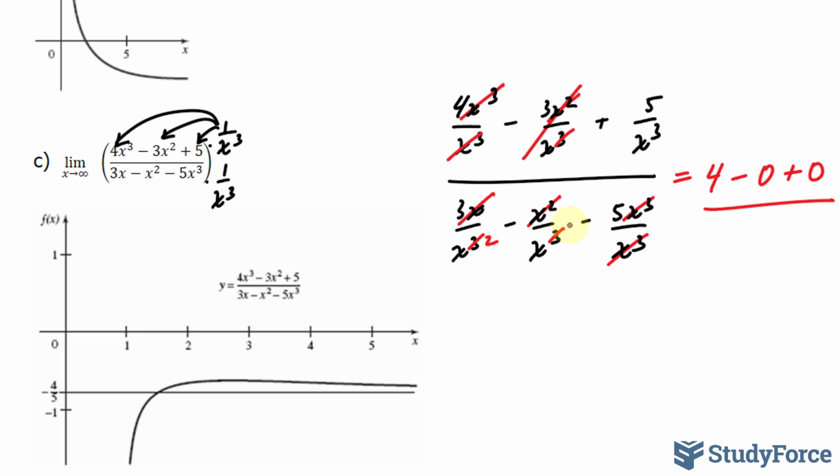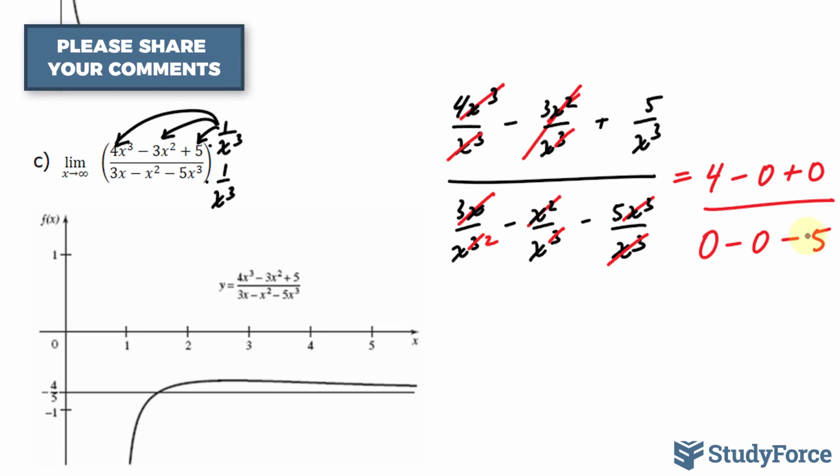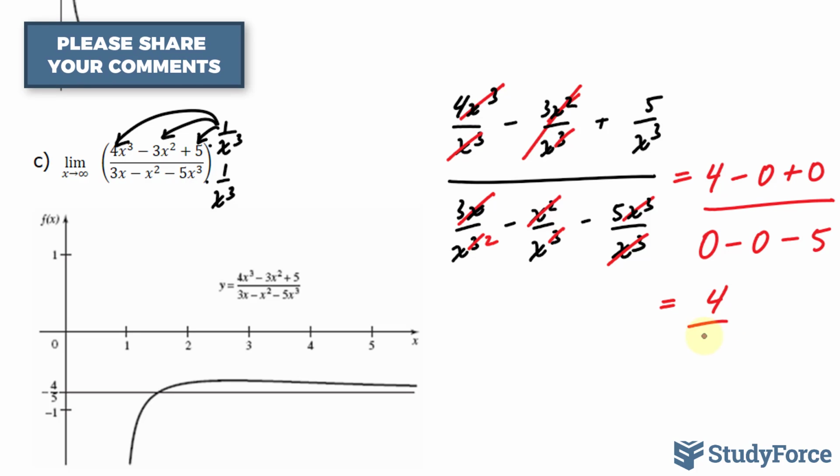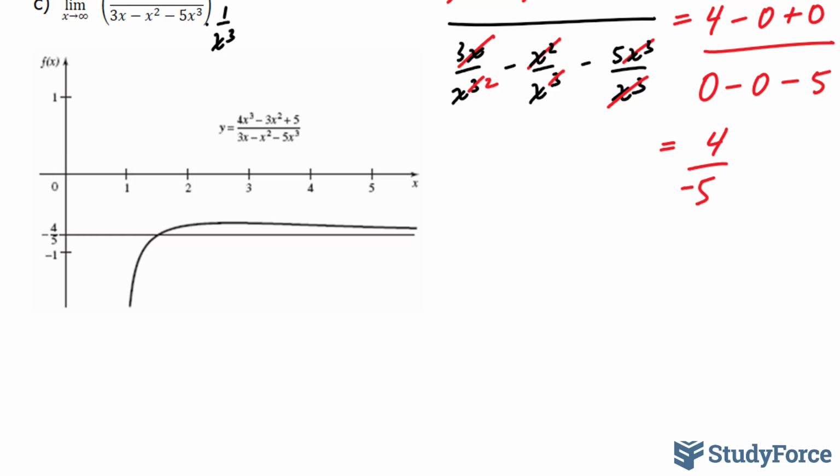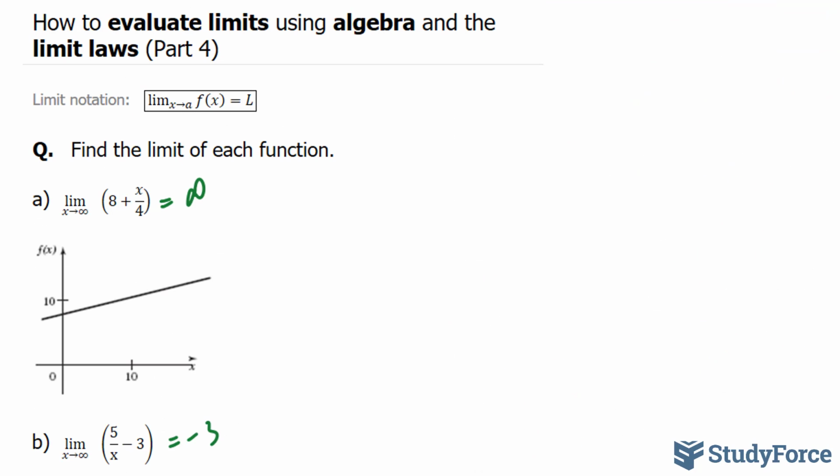3 over a very large number is 0. Here we have 1 over x, so minus 0. 1 divided by a very large number. And finally, minus 5. So we end up with 4 over negative 5. I'm simplifying this expression. Therefore, the limit for this function is 4 over negative 5, and that's also evident by this graph shown below. Notice that as x gets larger and larger, the function, which is represented by this curve, starts to approach negative 4 over 5. And so there you have it. 3 examples on how to evaluate limits using algebra and the limit laws.